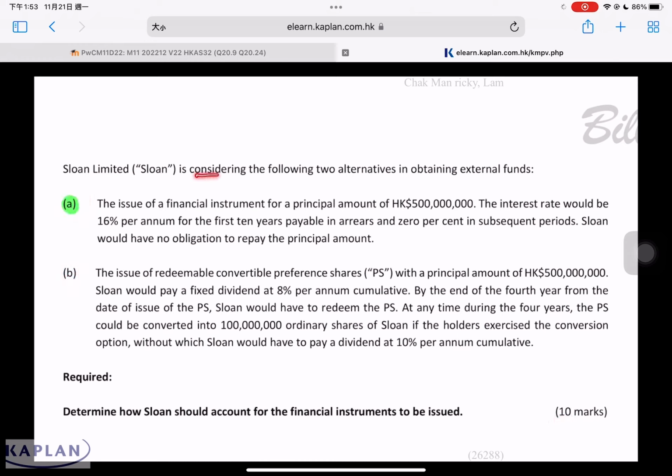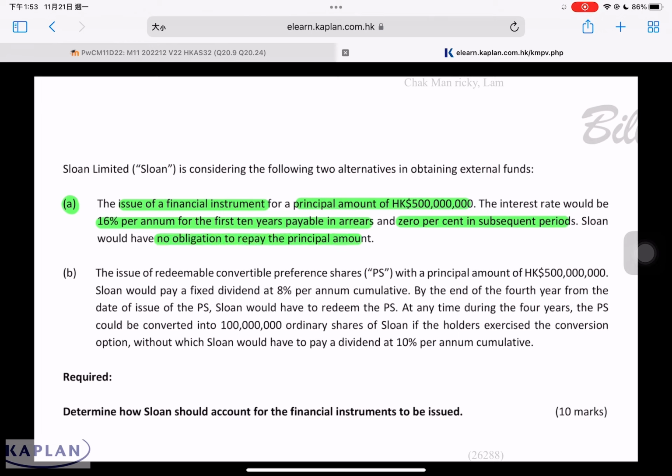The company is considering the following two alternatives in obtaining external funds. The entity is to issue a financial instrument for principal amount of $500 million. The interest rate will be 16% per annum for the first 10 years, payable in arrears, and 0% in subsequent years. The entity would have no obligations to repay the principal.